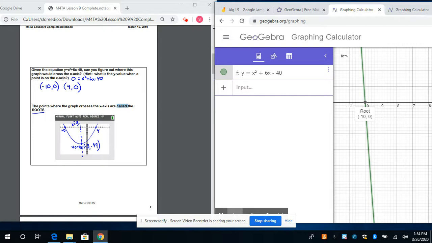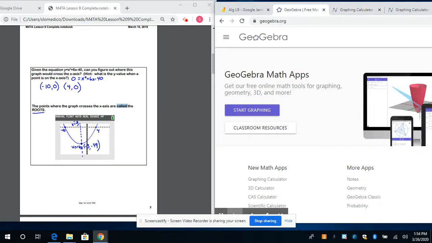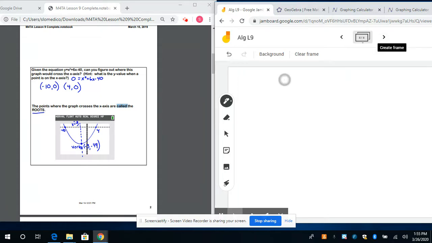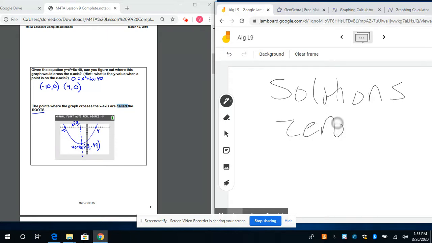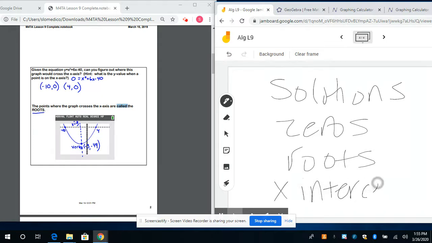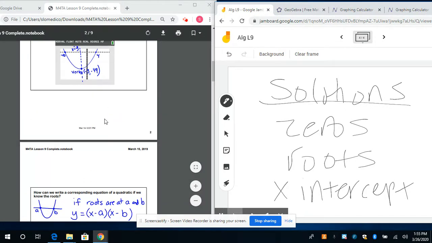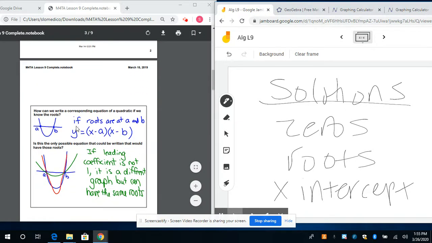So again, these are called the roots. So the solutions are called zeros, roots, or the x-intercepts of our quadratic, okay? Those are the three names, and that's what we've been solving for.